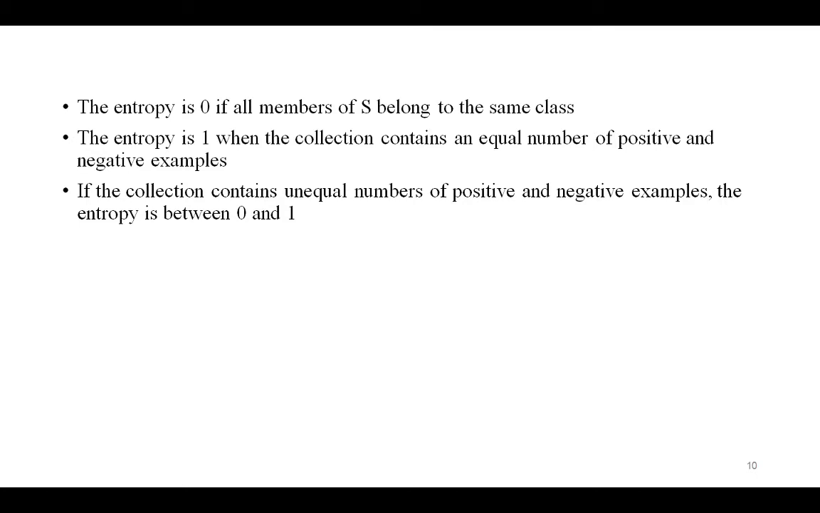One case is if the collection contains all positive members, then P plus equals 1, P minus equals 0, and we will get the entropy as 0. Suppose there are equal numbers of positive and negative examples in the set, then entropy is equal to 1. Suppose there are unequal numbers of positive and negative examples, then entropy varies between 0 and 1.